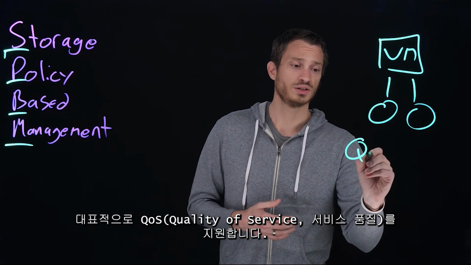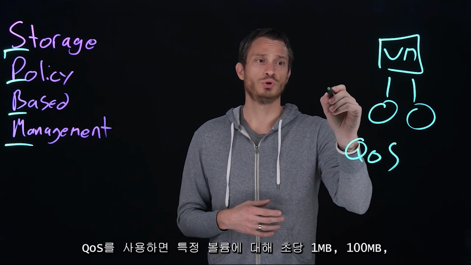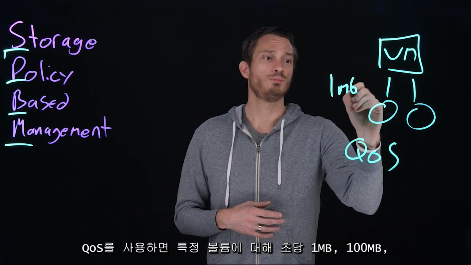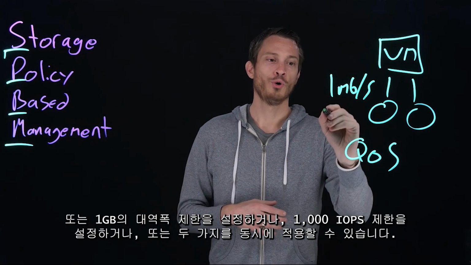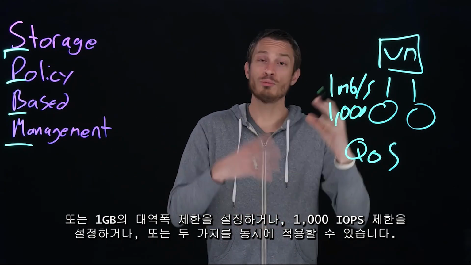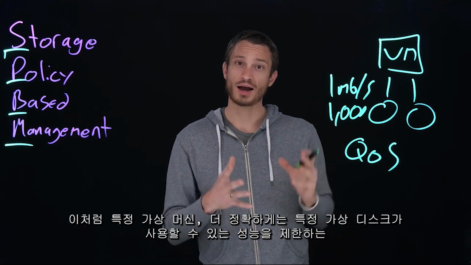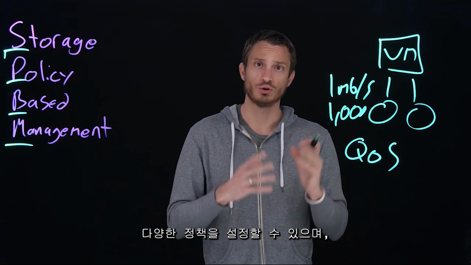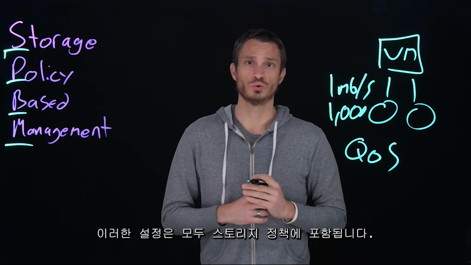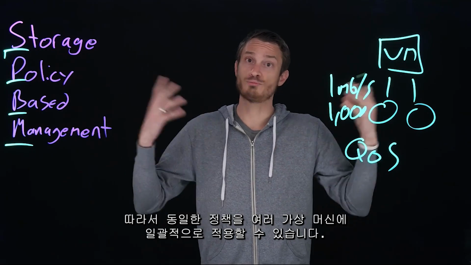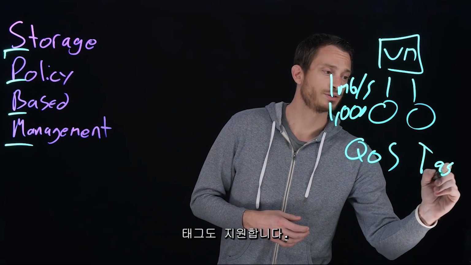Well, things like QoS, quality of service. This allows you to put a limit of 1 meg per second or 100 or a gig per second on this volume, or 1,000 IOPS, or both. You can set these different levels to hold back what that particular virtual machine or virtual disk more specifically can do. And this can be set in the storage policy, so you can assign it en masse to a lot of virtual machines.